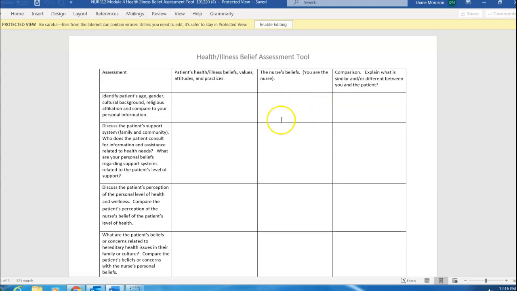If you have any questions about this assignment, please let your instructor know. I do think you'll find this is a really good assignment to just make you aware of different cultural backgrounds, religious backgrounds, and your own thoughts and feelings, and how you will deal with these in your nursing practice.